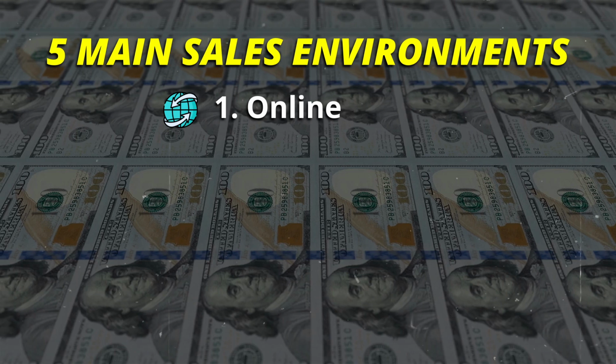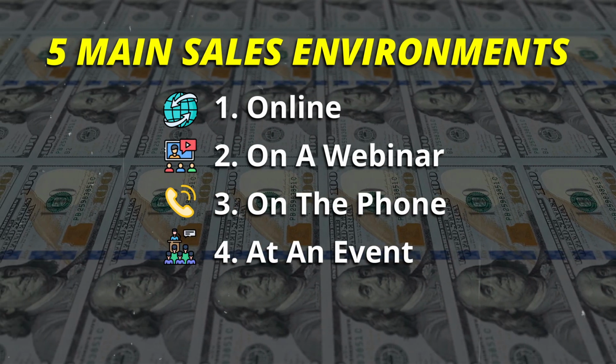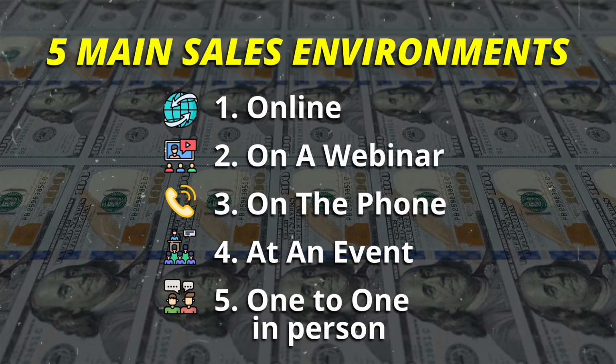Understanding sales environments is crucial because if you get this wrong, you're going to scratch your head and wonder why you're not making any sales. There are 5 main sales environments when it comes to selling your products or services: online, on a webinar, on the phone, at an event, one-to-many, or one-to-one in person.